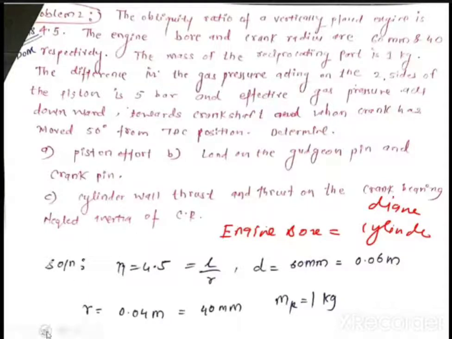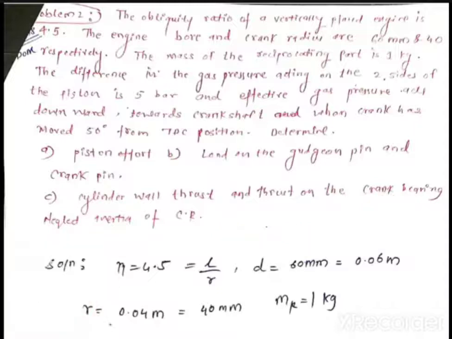Crank radius means what? They have given you r. r means 0.04 meter, 40 mm. And mR, the mass of the reciprocating part, is 1 kg. The difference in the gas pressure on the two sides of the piston is 5 bar. Now guys tell me what they have given you. Difference is given, so what have they given? P1, P2, or PG? Can you tell me what they have given? PG. Yes, they have directly given you the PG. So PG is nothing but 5 bar. They have given it in bar. You have to convert that. Okay. PG 5 bar.